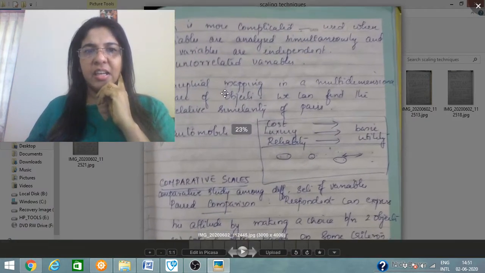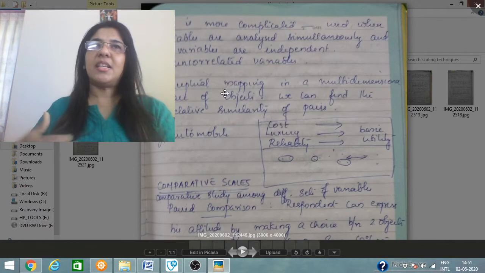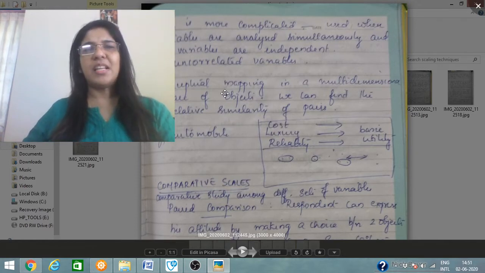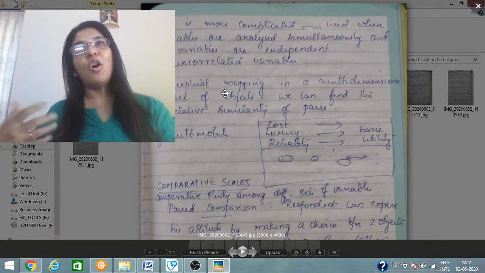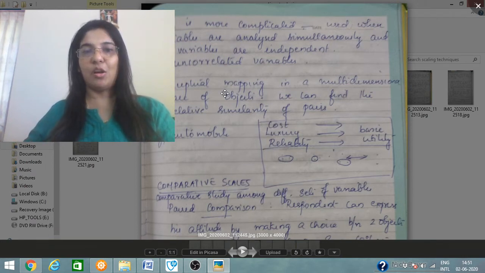Then next is what is called multi-dimensional scaling. This multi-dimensional scaling is basically used to develop perceptual maps, and it is commonly used in the marketing area. It is a little bit complicated also, and is used when variables are analyzed simultaneously and all variables are independent, uncorrelated variables. Each one is not correlated. They are different types of variables and they are analyzed simultaneously. All variables are independent also.